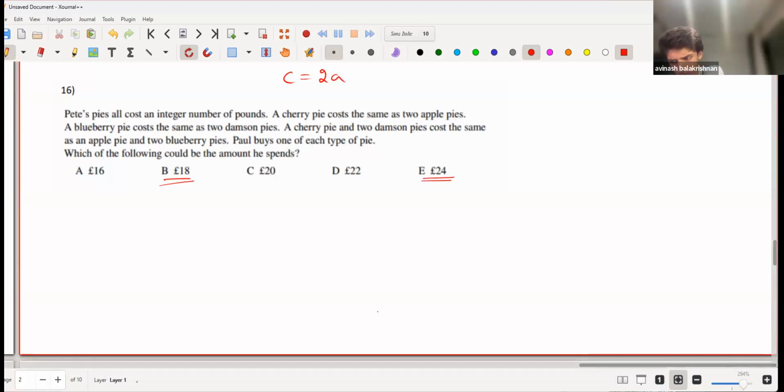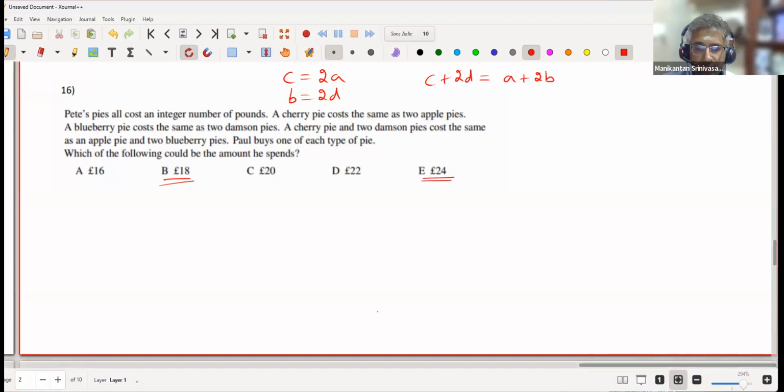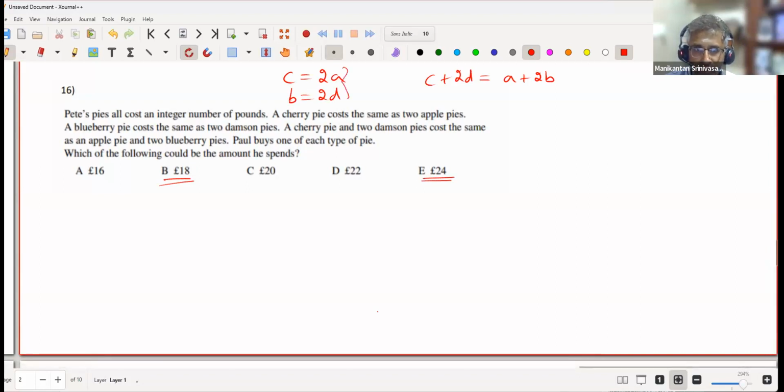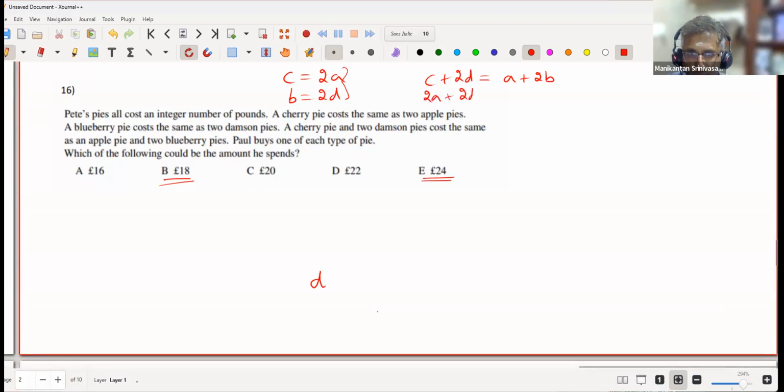Okay. C is 2A, and B is 2D, and cherry pie, 2C plus 2D, is the same as A plus 2B. Okay. So let's convert everything in terms of D and A. So D is just D. So C is 2A plus 2D equals A plus 4D. Which means 2D equals A.